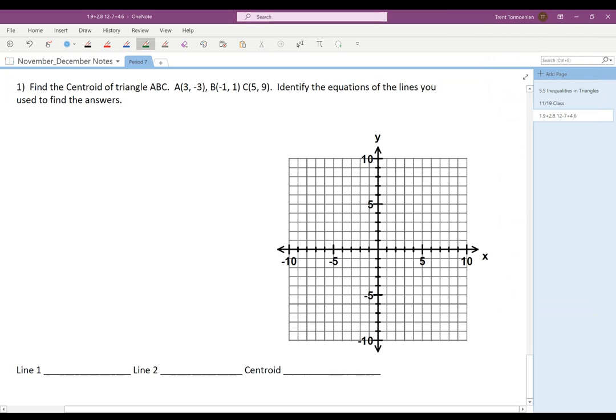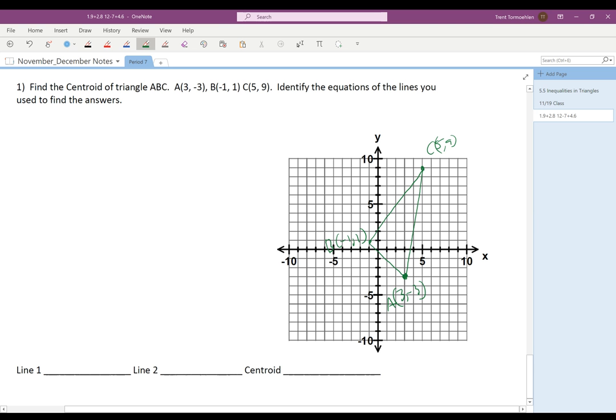Okay, so on this problem, we're asked to find the centroid of the triangle and identify equations to find the answers. And so we plot the points just to give a good idea of what this looks like. So (3, -3) is A, (-1, 1) is B, and then (5, 9) is C. And so our triangle looks like this. And we want to find the centroid.